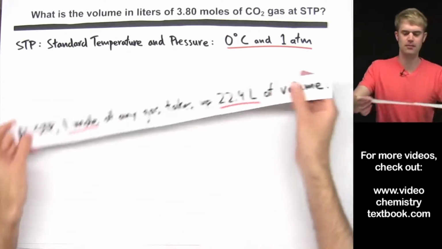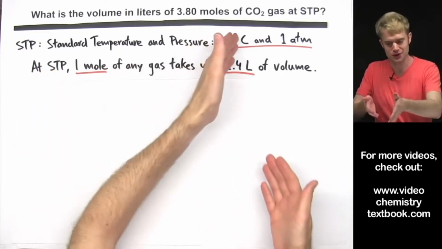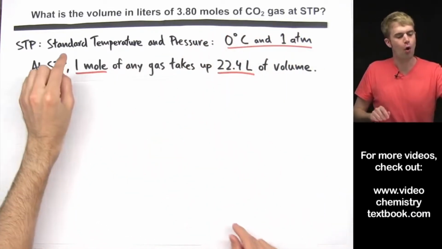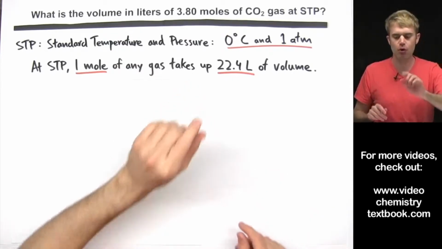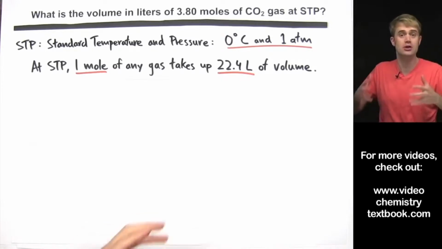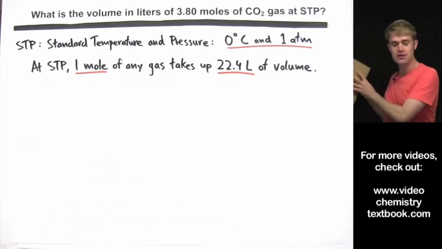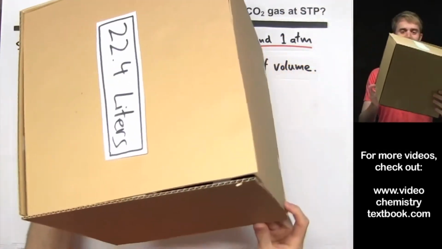Here's another piece of information that's really helpful. When we are at STP, at 0 degrees Celsius and 1 atm, 1 mole of any gas takes up 22.4 liters of volume. Okay, 22.4 liters, this is like a certain amount of space. And this is how big 22.4 liters is. I made this box here, okay?